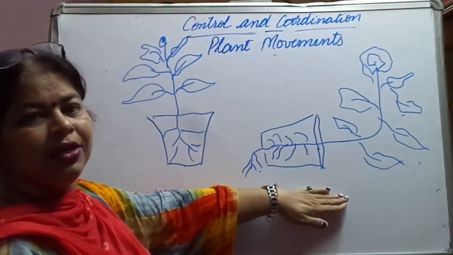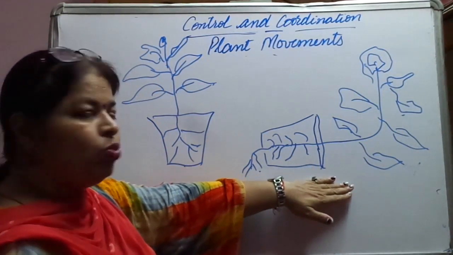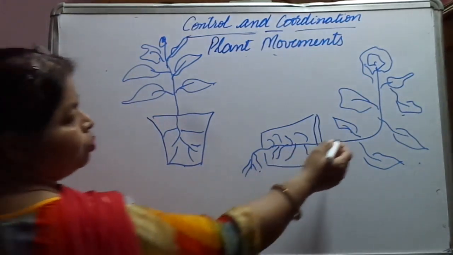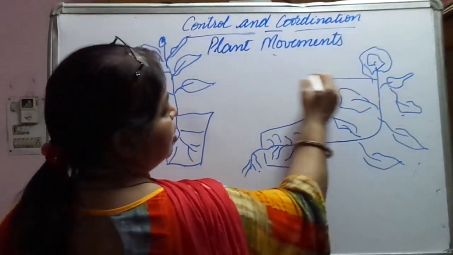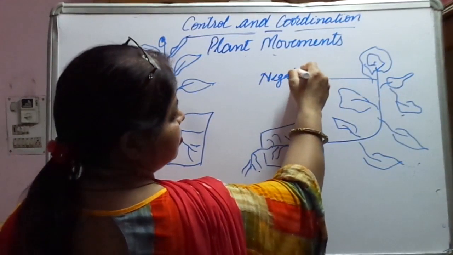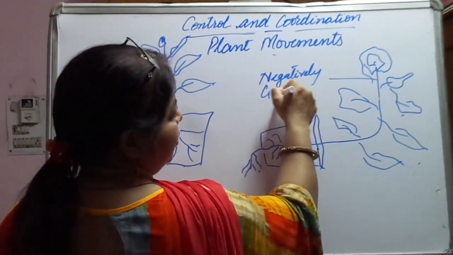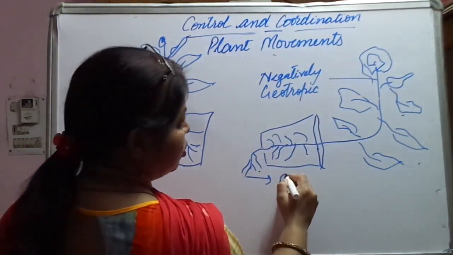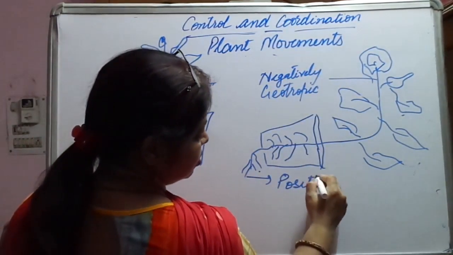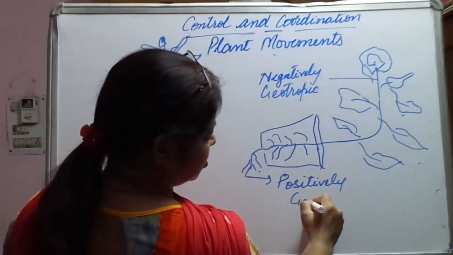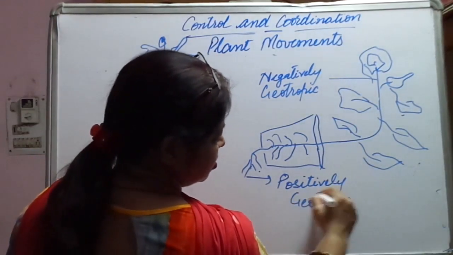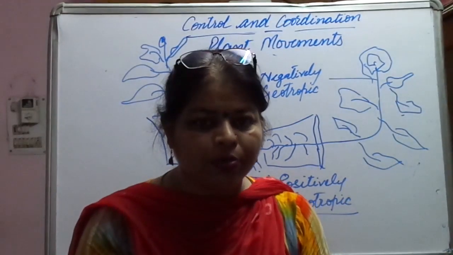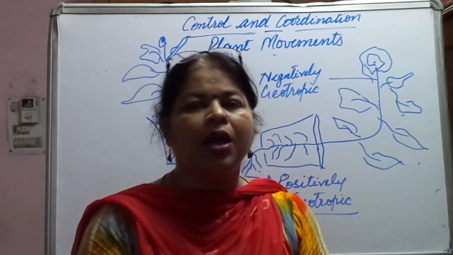So this is how we can show the tropic movements caused by the gravity of the earth, or we can say that the shoot is negatively geotropic, while the root is positively geotropic. So I hope these two tropic movements that we discussed, phototropic movements and geotropic movements, are clear to you.